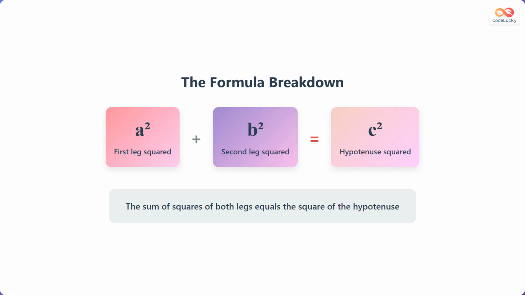Now let's break down the Pythagorean theorem formula. The formula is a squared plus b squared equals c squared. A squared means the first leg squared. B squared means the second leg squared. C squared means the hypotenuse squared. The sum of the squares of both legs is equal to the square of the hypotenuse. This relationship is always true for any right triangle.